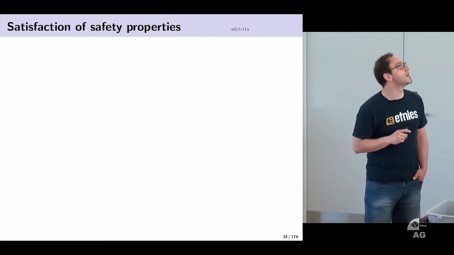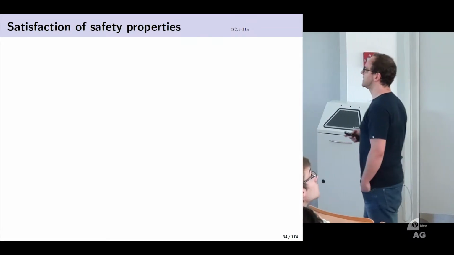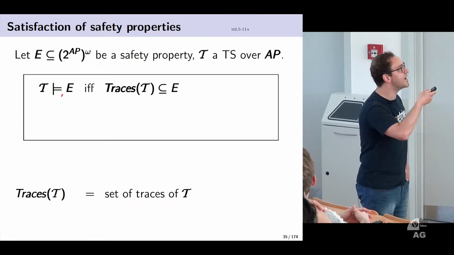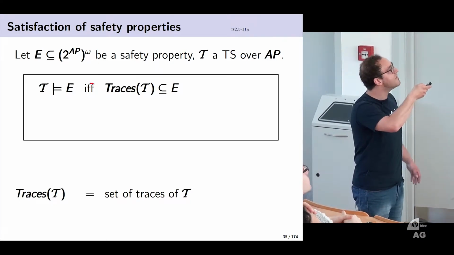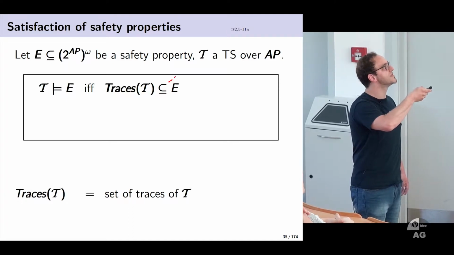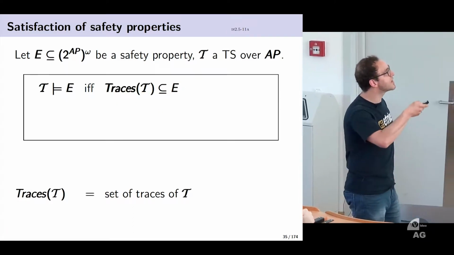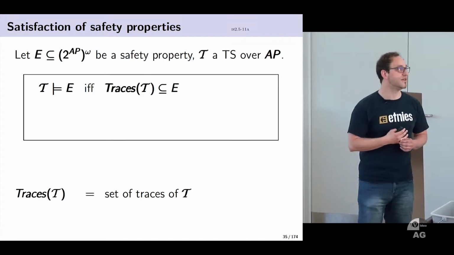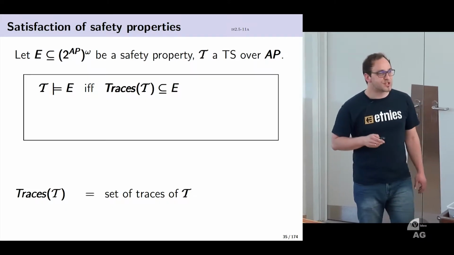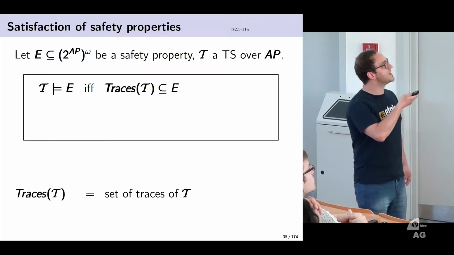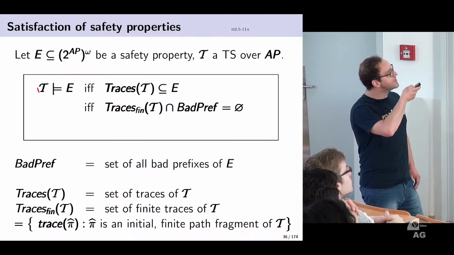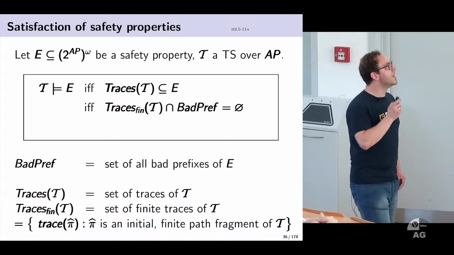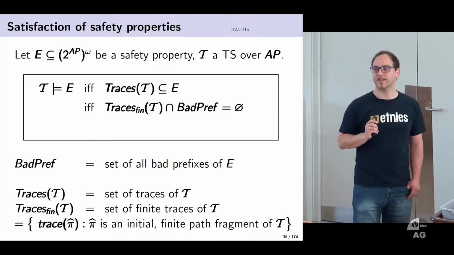Let's talk about the satisfaction relation for safety properties. Last time, and I already repeated that in the beginning of the lecture, we said a transition system satisfies a linear time property written like this, if and only if the traces of the transition system are fully included, right? So you can think of the linear time property E as the set of allowed behaviors of the system. And what you can show for safety properties is that, in order to determine whether this holds, it suffices to look at the finite traces of the transition system and see whether there is any bad prefix of the property in there.